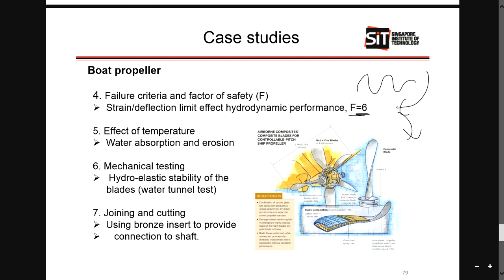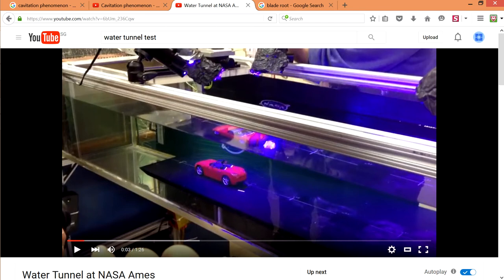You need to take note of that. And then mechanical testing, hydroelastic stability, water tunnel test. You take a look at the green color line.